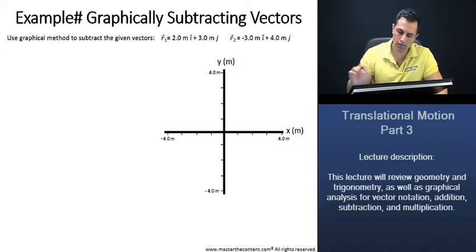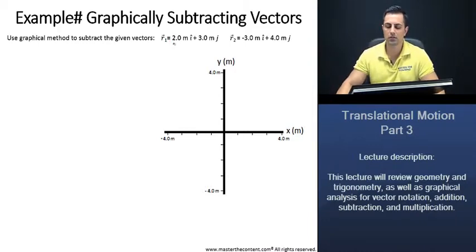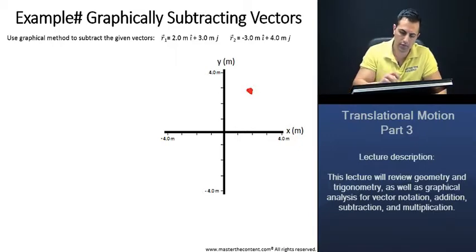So we see here that our first vector, remember how we just demonstrated a few slides back how to read this? This is telling us 2 meters in the positive x direction, and then 3 meters in the positive y direction. So we see here 2 meters, and then 1, 2, 3 meters. As such, that's going to give us the vector right there. Wonderful.